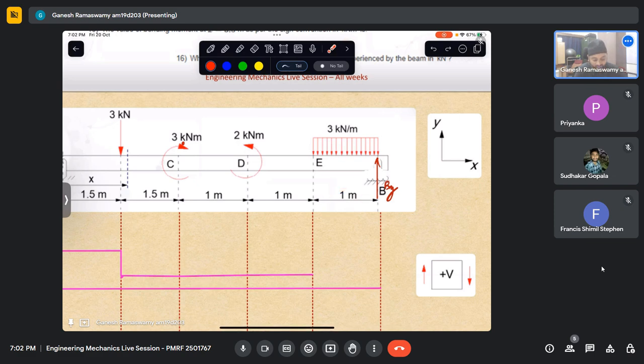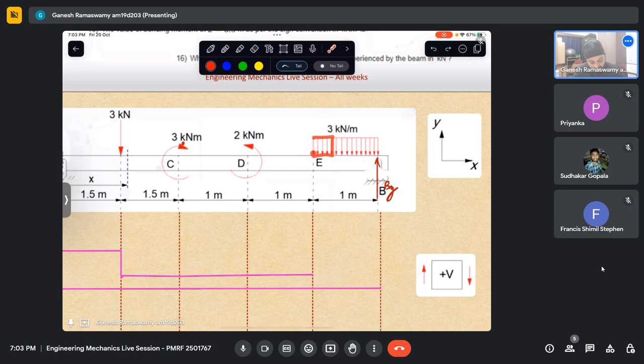Similarly, if you have a uniformly varying load like this, how do you calculate the area? What is the maximum B? What is H? Half into BH, triangle's area. That is the total force. That is what this diagram indicates. So if I take a section like this, this is the force that I need to subtract. If my section is here, let us say, there is no force that I need to subtract, and it is linearly varying.